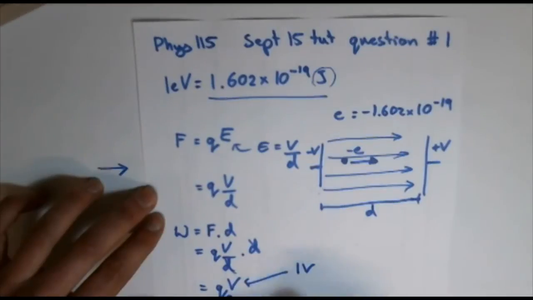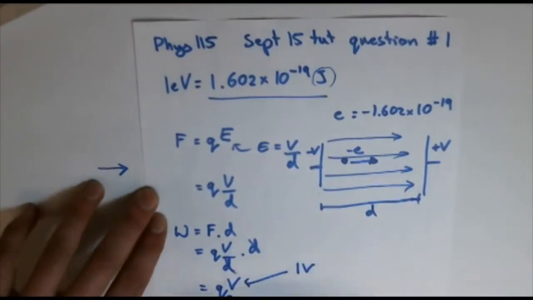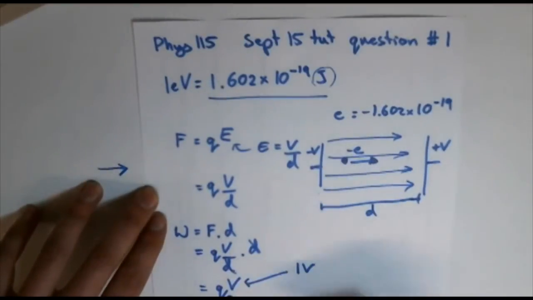So therefore, the amount of energy required to accelerate an electron through a 1 volt potential difference, the distances cancel, it doesn't matter, is 1 electron volt, and the equivalent of 1.602 times 10 to the minus 19 joules. Done.